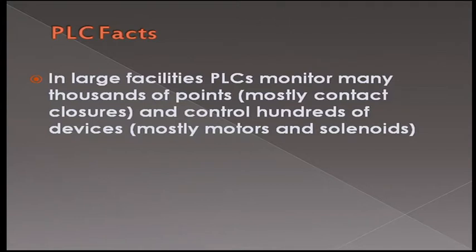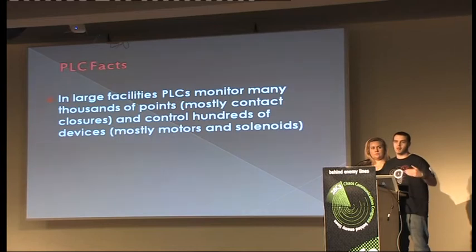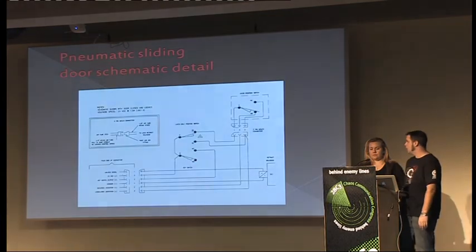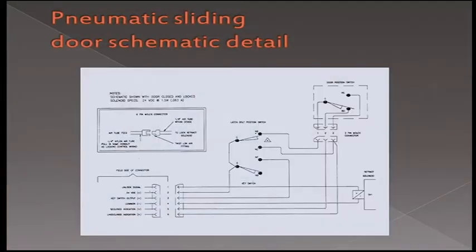All right, so within a large facility, these PLCs may monitor thousands of points. With a prison door, it can be controlling the solenoid that controls the lock state, so is it locked or unlocked, but it's also going to monitor the door. With the sliding door, how far open or closed is that door, things like that. This is a schematic. On this particular one, you can monitor up to 34 points on that door.